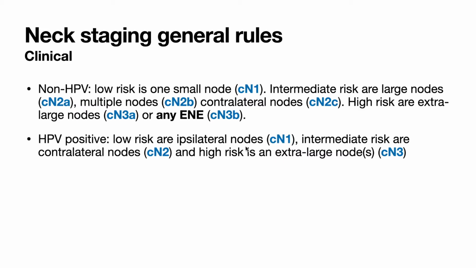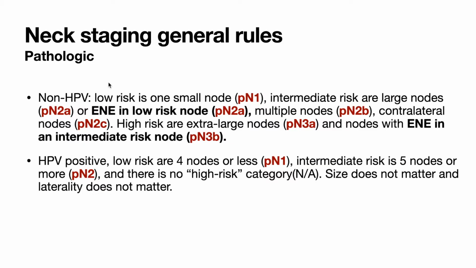So ipsilateral nodes are N1 disease, and contralateral nodes are N2 disease. N3 disease remains the same, 6 centimeters or greater. For pathologic, P16 negative disease is pretty similar to the 7th edition, except that for N2A disease, a small node less than 3 centimeters but with extranodal extension is considered N2A.